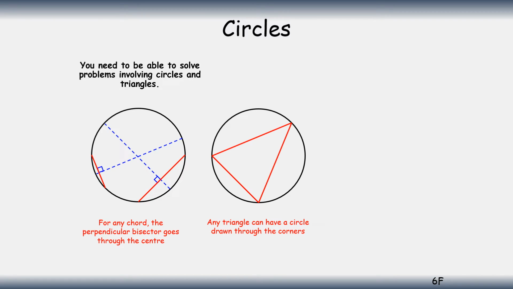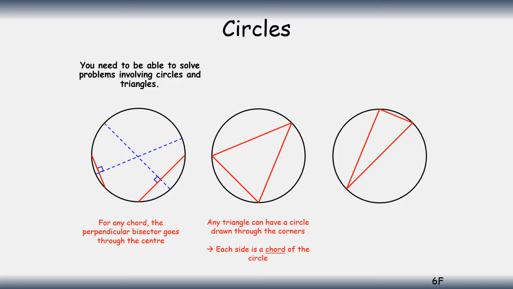So any triangle can have a circle drawn through the corners, because each side is a chord of the circle. So if one side of the triangle is the diameter, the angle in the semicircle is 90 degrees.